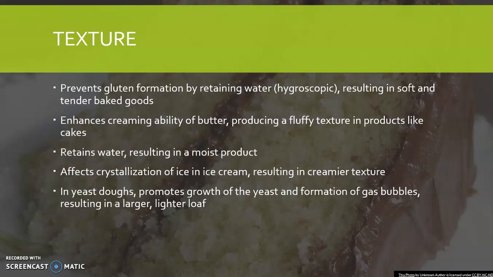Finally, in yeast doughs, your yeast is a tiny microorganism sort of thing, and it needs fuel to survive, just like any other organism. So the sugar in yeast dough provides food for the yeast, which allows the yeast to form more gas bubbles. So often, your yeast doughs that have sugar in them are larger, they have more volume, and they're a little bit lighter because they have more air in them. And so that's how sugar affects the texture of your baked goods.